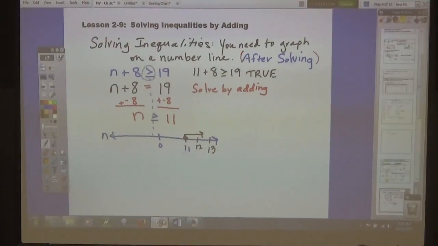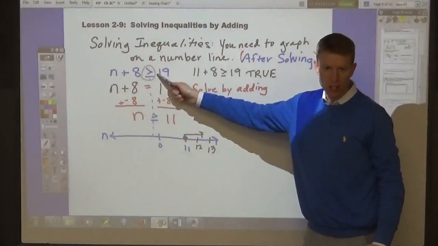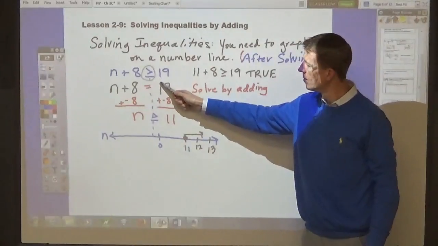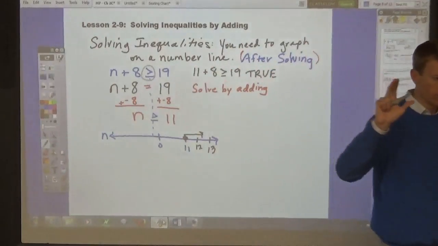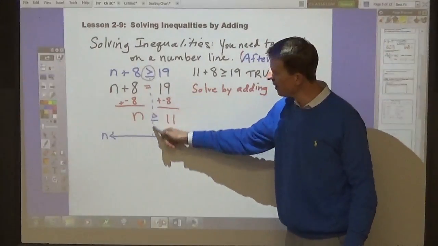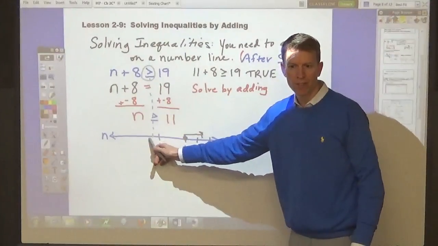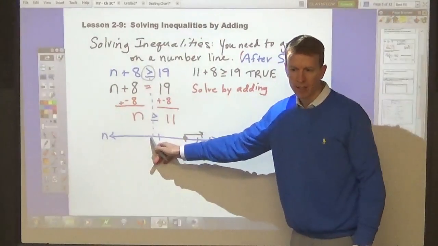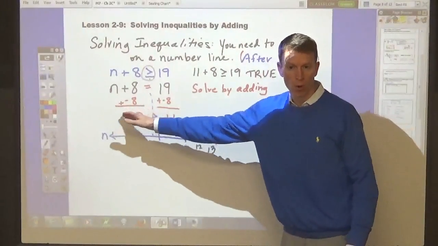Lesson 2.9 is on solving inequalities. And we're going to go back to solving these inequalities using addition. Okay? So, the process is very, very similar. We're going to start by drawing a line to separate the sides. It's even more important to do that first step when you're solving these. Okay? Because the sides of the equations matter more.